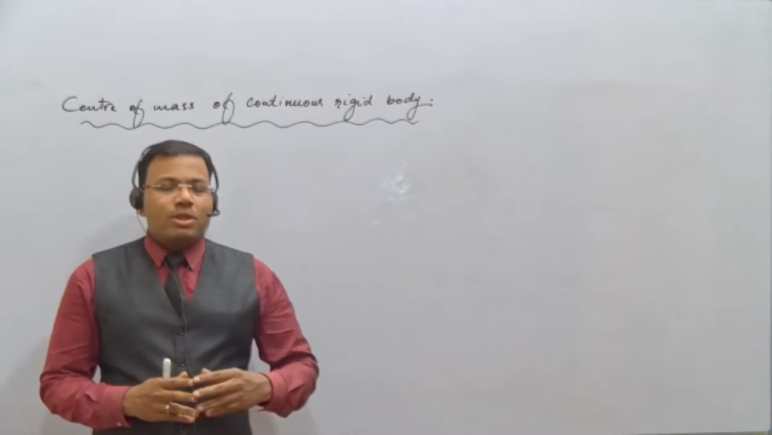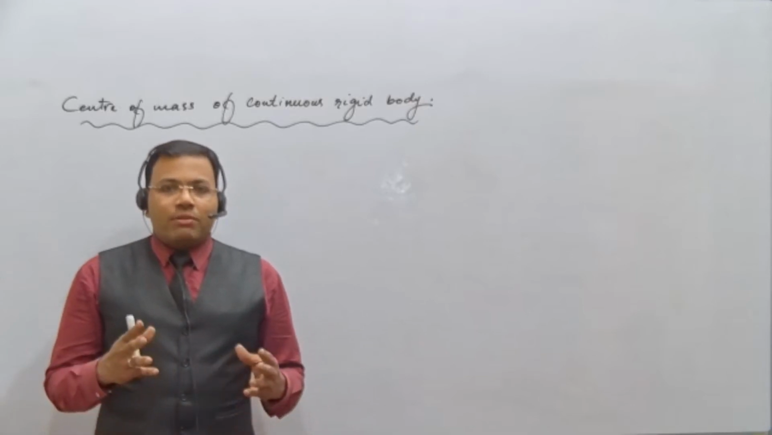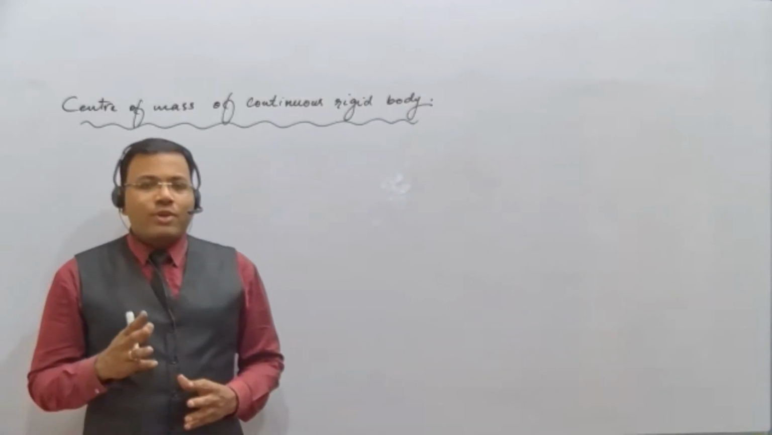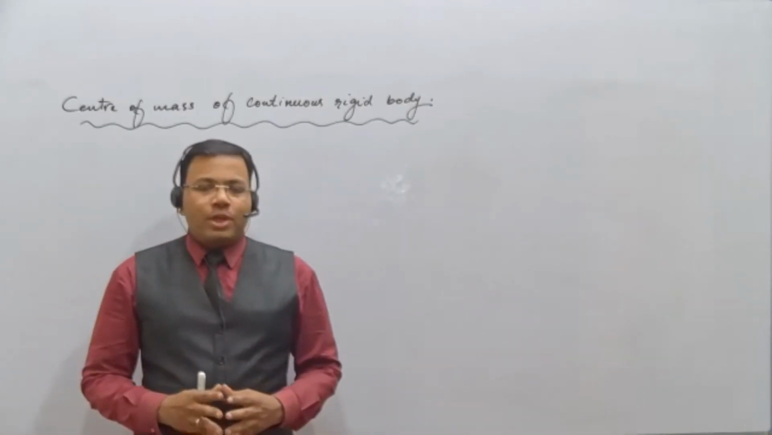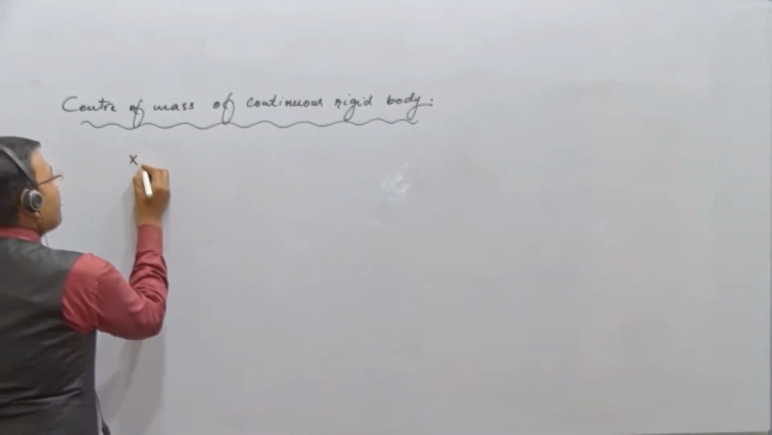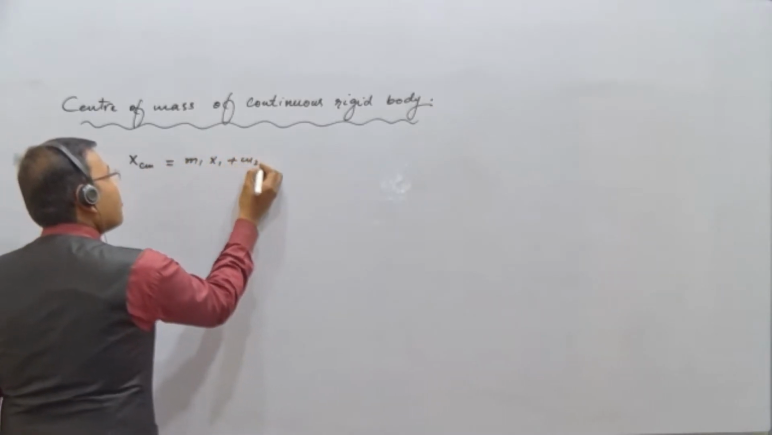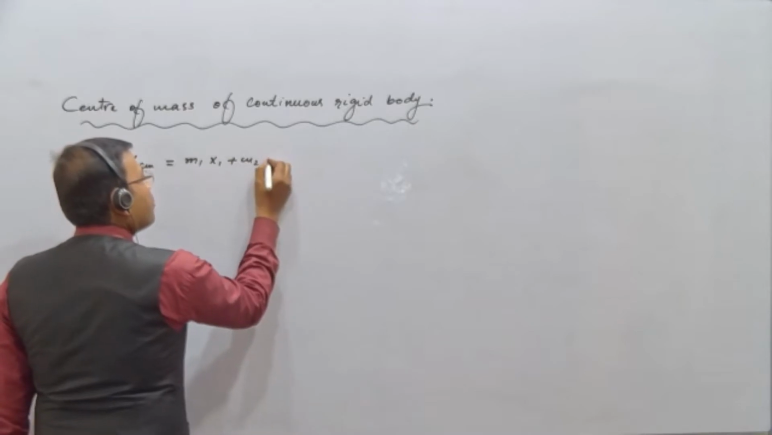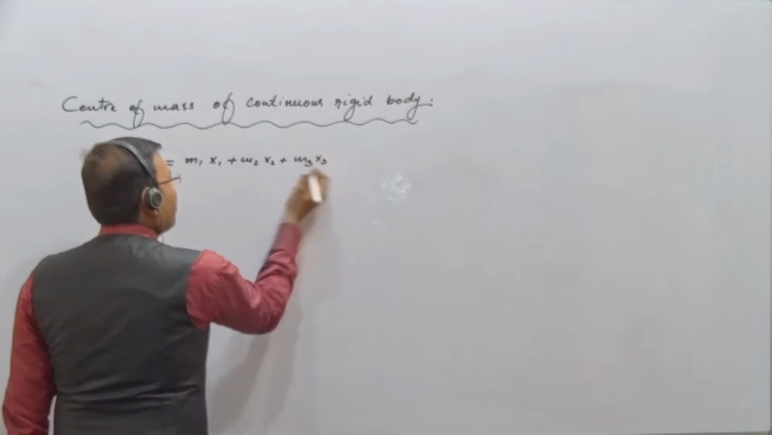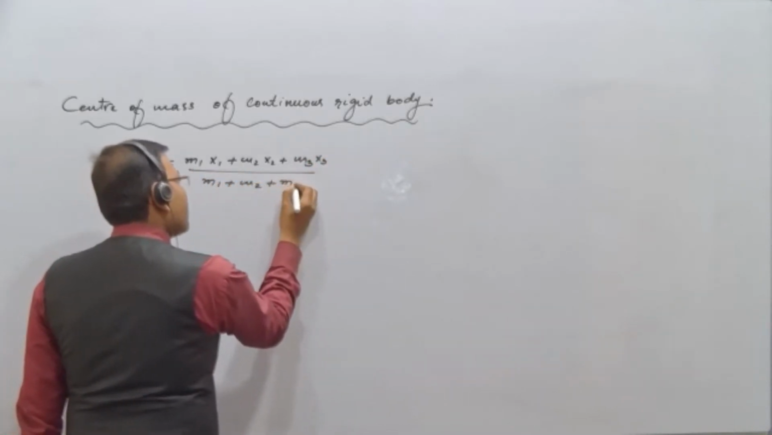Continuous rigid body means we can consider a solid body like a rod, or a sphere. So if you want to calculate the center of mass of a continuous rigid body, how to calculate? If you remember the formula for center of mass for the particles, this was the formula: m1 x1 plus m2 x2 plus m3 x3 by m1 plus m2 plus m3. This is for three particles I'm writing.